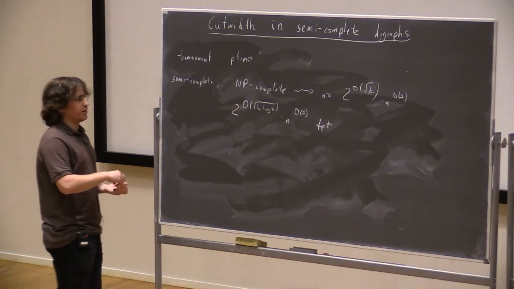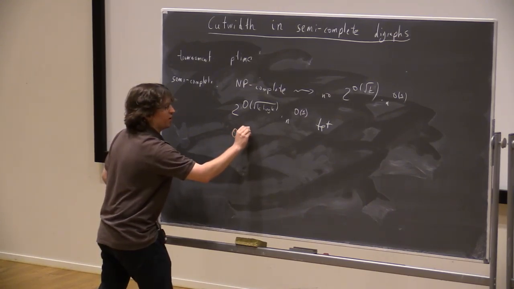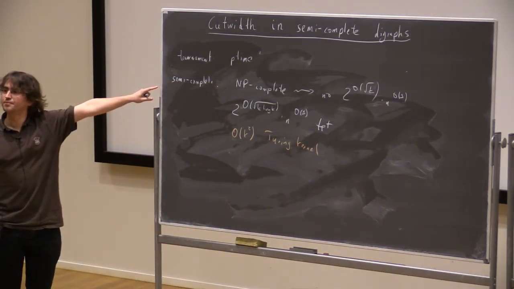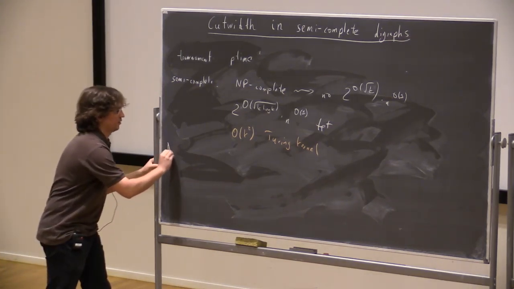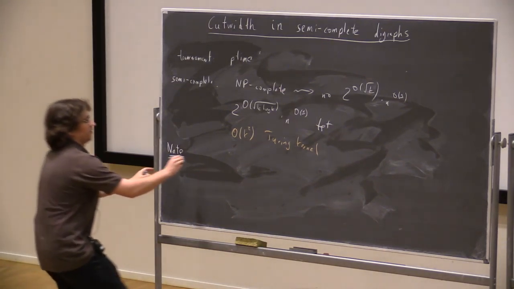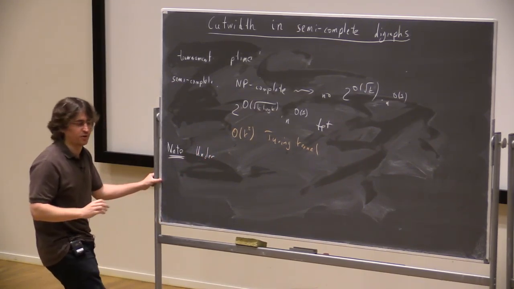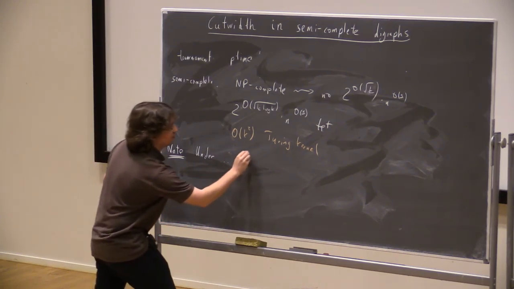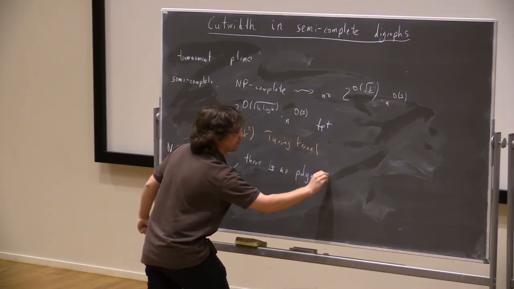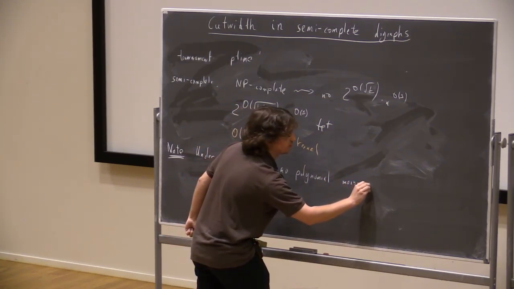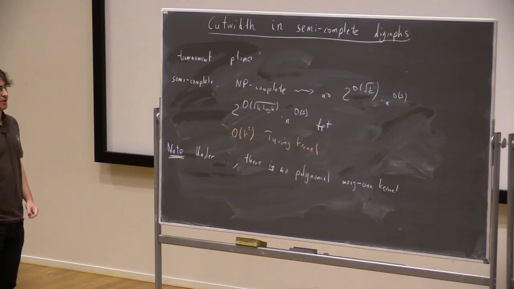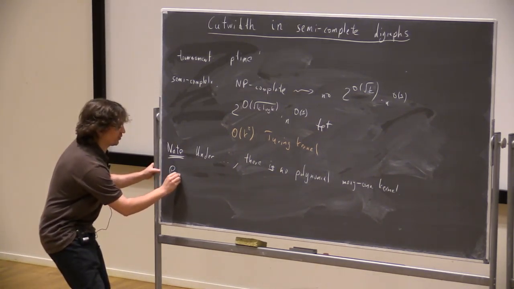And what we will try to sketch today is that there is an order of k squared Turing kernel on semi-complete digraphs. Now it is easy to see that the fact that this is a Turing kernel is no coincidence, as under the standard complexity assumptions, NP is not contained in coNP with polynomial advice, there is no polynomial many-one kernel, so a kernel with the standard Karp reduction. And the proof of this is actually really simple.